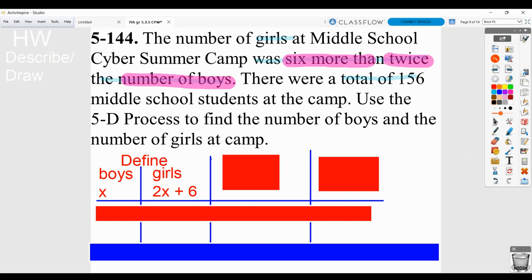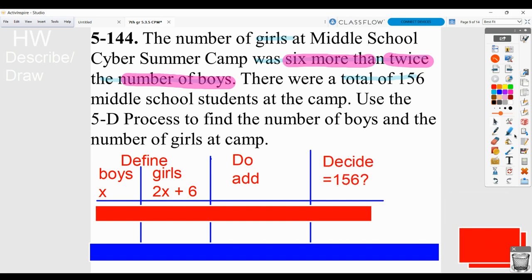And then the do would be that we'll be combining them because we know the total of students. So we'll add the boys and the girls to get the total number of students. The decide would be that it has to equal the 156. And then, of course, we have to go through our test process.